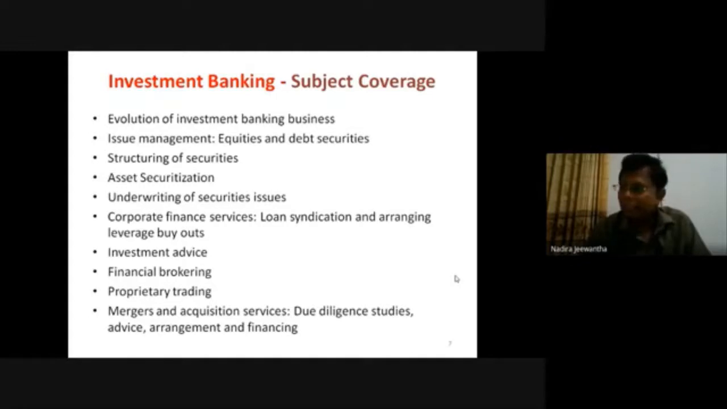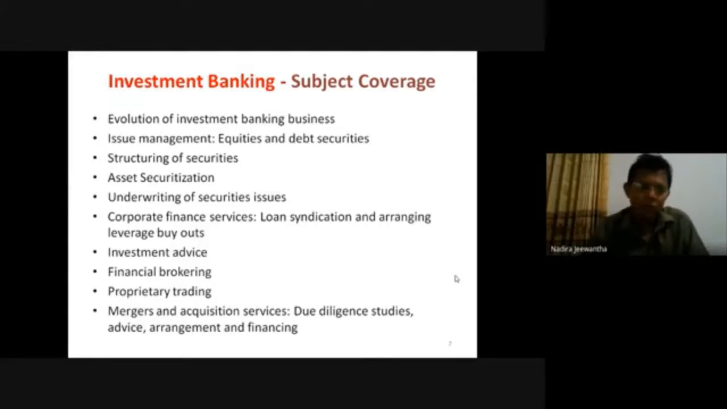Investment advice. Investment advice is also brokering. When you want to purchase shares, you need advice from the investment broker. He gives advice. Investment banks, you do the advising part. And you also do that advising. So I have given you the board of investment bankers, under three categories.